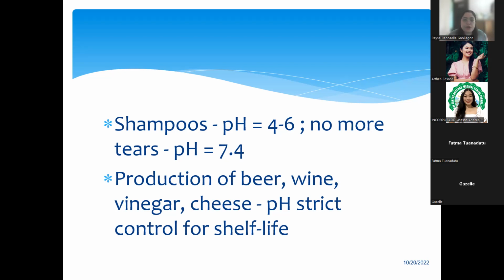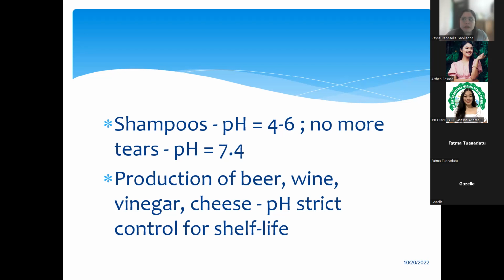Now, the production of beer, wine, vinegar, and even cheese, class, they have strict control of the pH. Because a change in the pH of these substances will destroy the product. The product will degrade if the proper pH for the product is not followed. So you will experience that one.